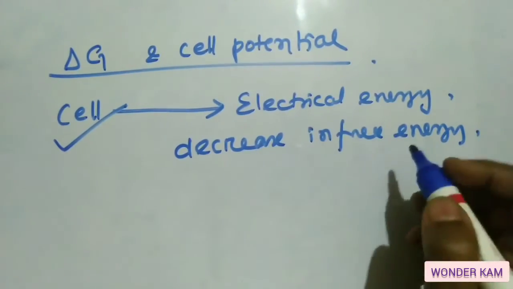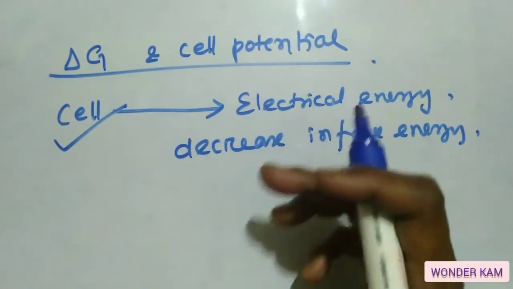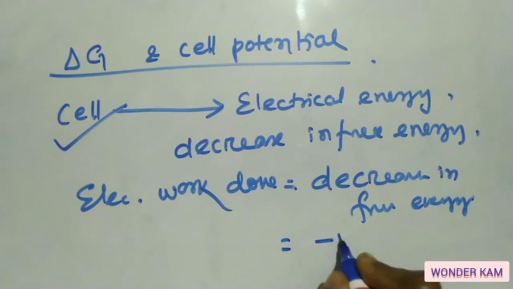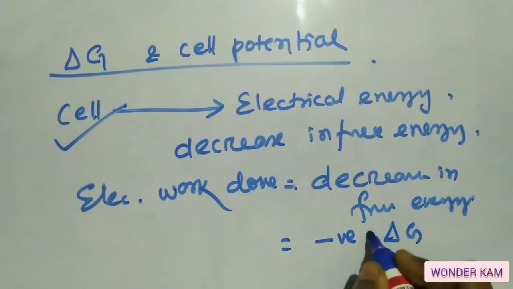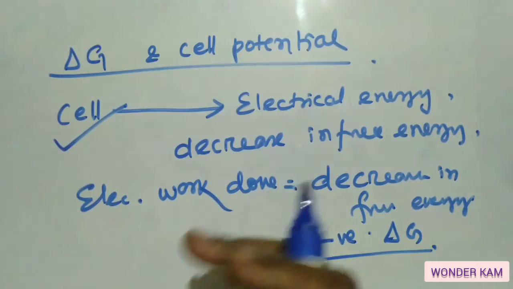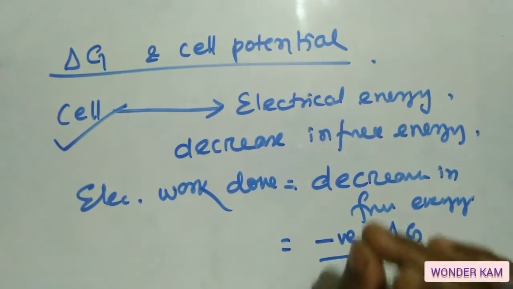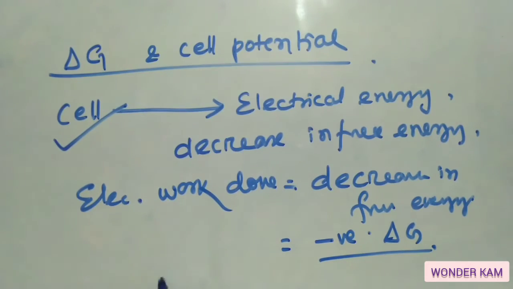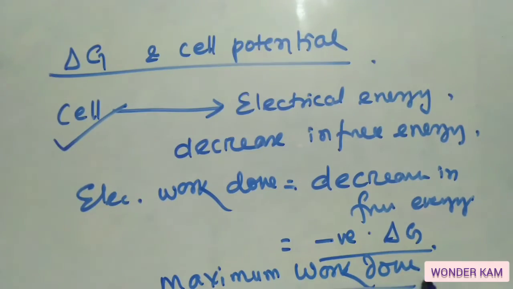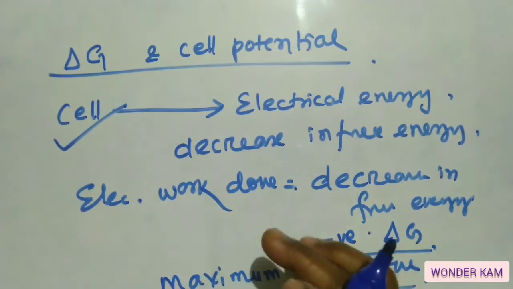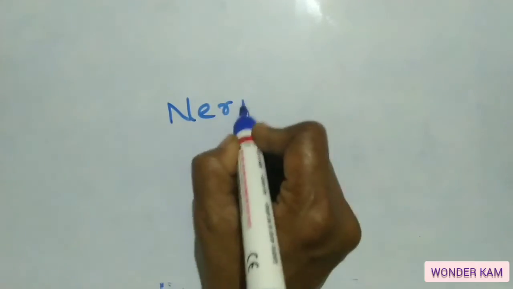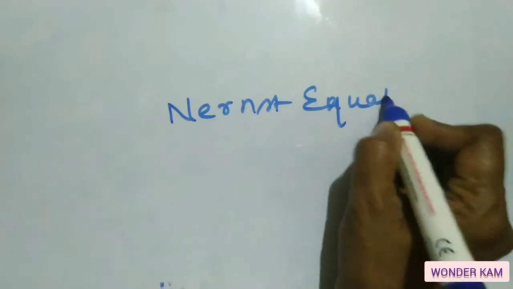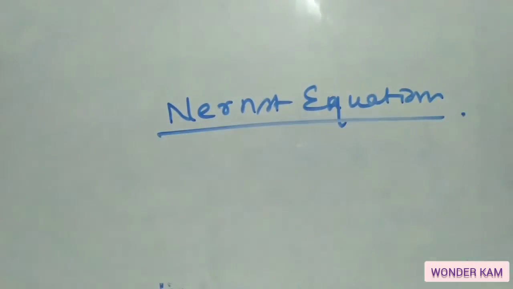That this decrease in free energy means maximum amount of work done by the system, or this is the negative value of delta G, isn't it? Work is done during a spontaneous process where the free energy decreases, and we will get the maximum amount of work done from the system or the cell. Here the cell is the system, and this concept will help us to derive the most fundamental equation of electrochemistry, that is the Nernst equation, which we will derive in my next video.